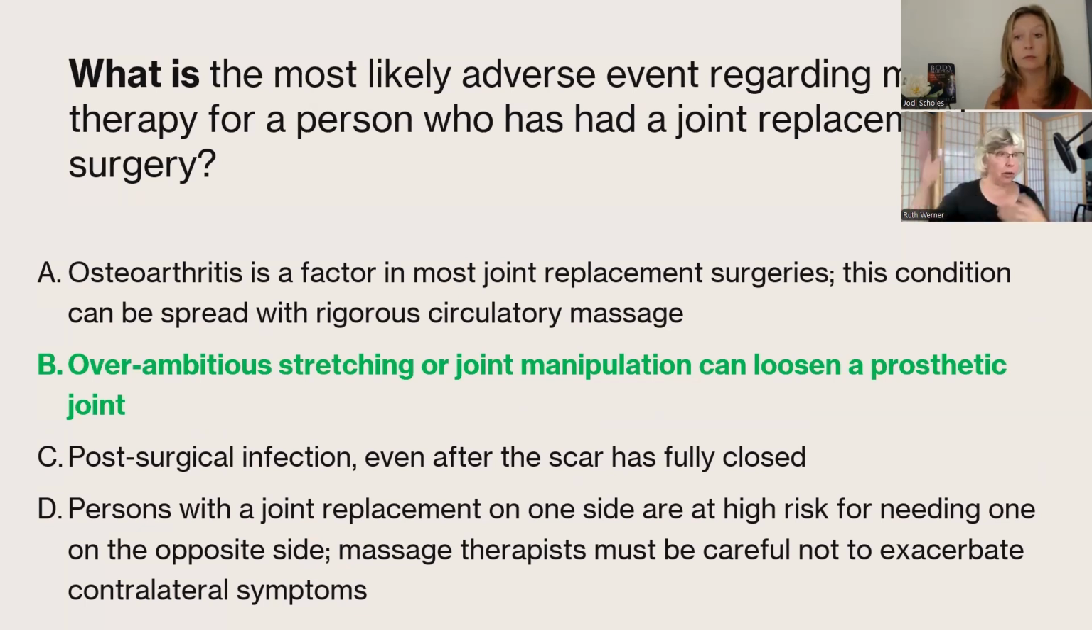Someone with a hip joint replacement will never have the same range of motion in their hip that they had before they had arthritis there. The same is true for knees and for shoulders. So yeah, B is the true answer. Overambitious stretching or joint manipulation can loosen a prosthetic joint, and that's a joint replacement failure. It does often happen with shoulders because people will be so excited that they have this range of motion that they didn't have before, and then they'll go too far. We don't want to help them with that.